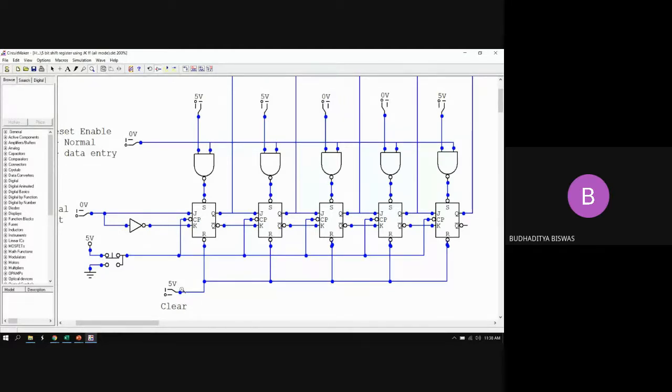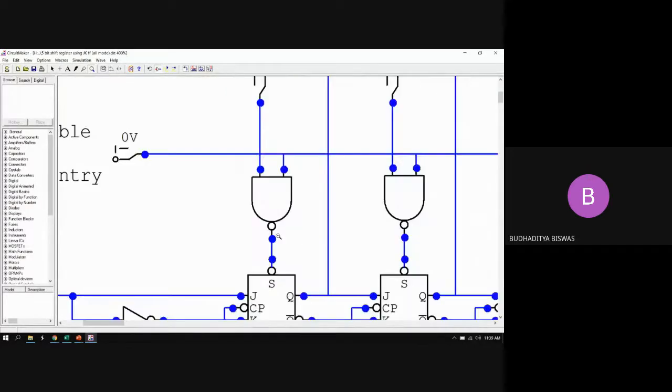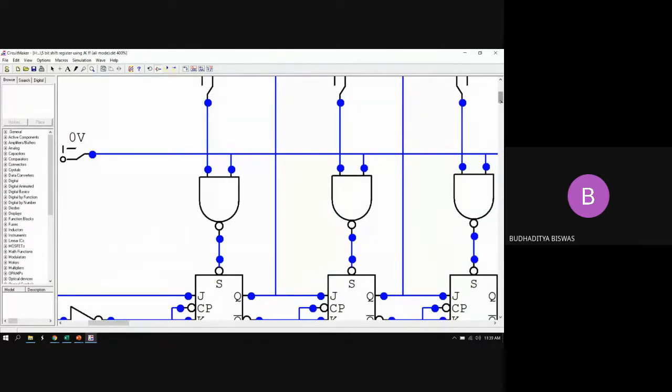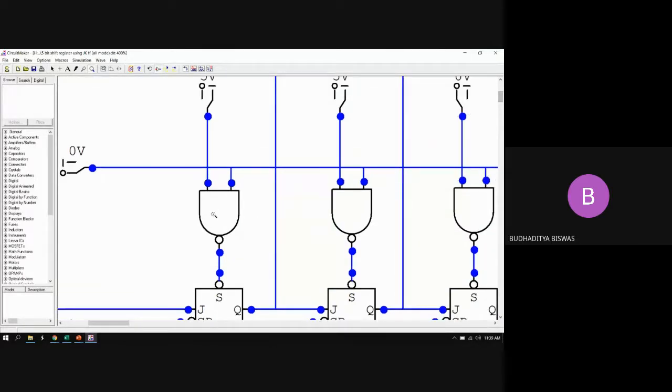Okay. Now come to the clock pulse. Here, every clock input of the flip-flops is short circuited together and connected to a manual clock pulse. Okay. Now come to this one. This is the main important thing. So what type of gate is this? What gate is this one?